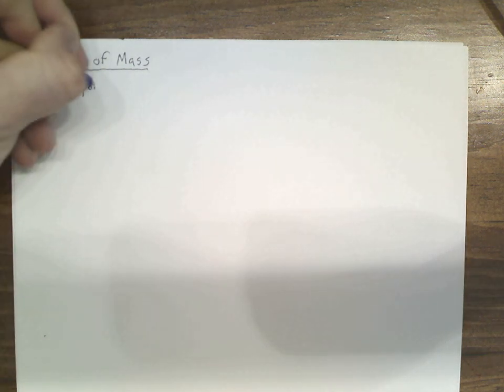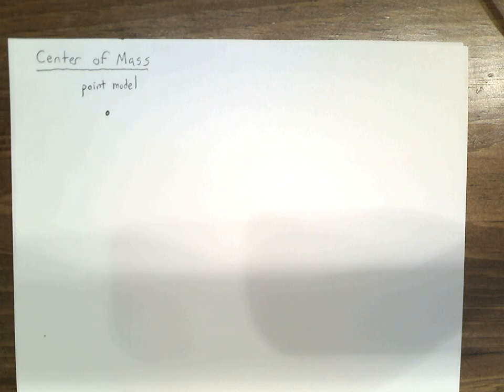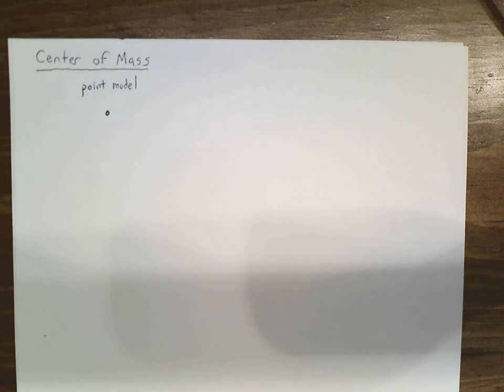Anywho, today we're talking about center of mass, which is going to mark a fundamental shift in how we start treating and thinking about objects. So far, we've been employing the point model, in which we've taken any object that we can think of, a block, a person, an airplane, a platypus, and we condense all of its funny shapes down to a single point.